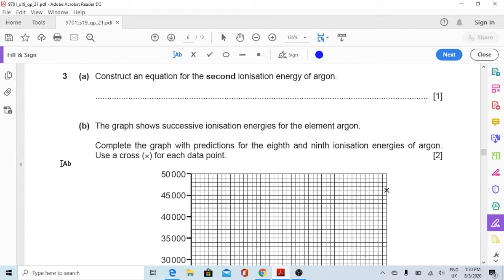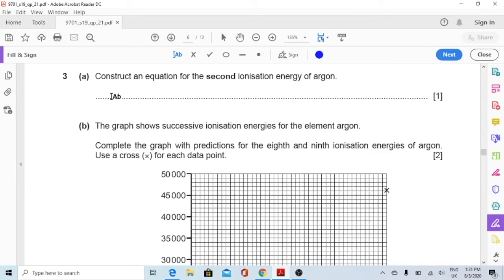Now, question number 3. Construct an equation for the second ionization of argon. Ionization energy is the energy required to remove one electron from the outermost shell of an atom. That would be first ionization energy. Second ionization energy means the atom has already been converted to a positive ion, and now we are removing one more electron from its outermost shell.